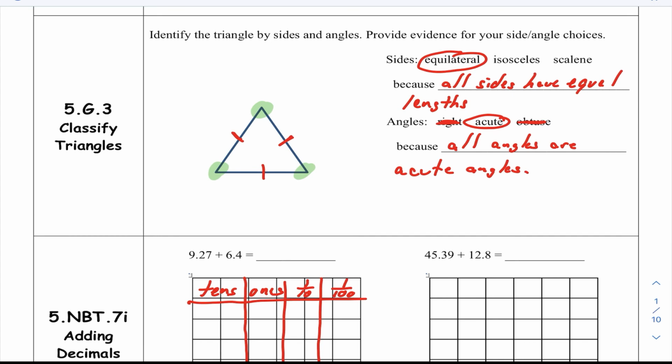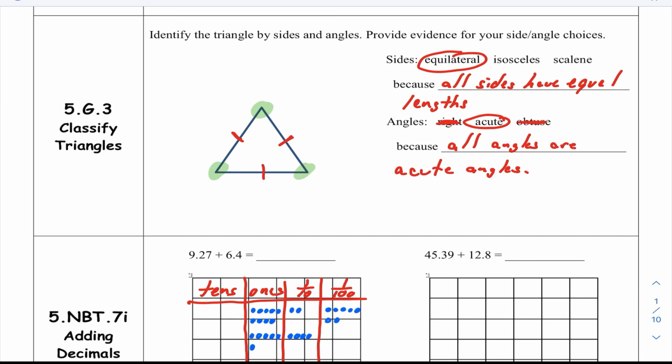So I'm going to build my first number, 9 and 27 hundredths. I have 7 hundredths, so 1, 2, 3, 4, 5, 6, 7, and 2 tenths, and 9 ones. So 1, 2, 3, 4, 5, 6, 7, 8, 9. Okay, and now I'm building 6 and 4 tenths. So I go 1, 2, 3, 4, and 1, 2, 3, 4, 5, 6.